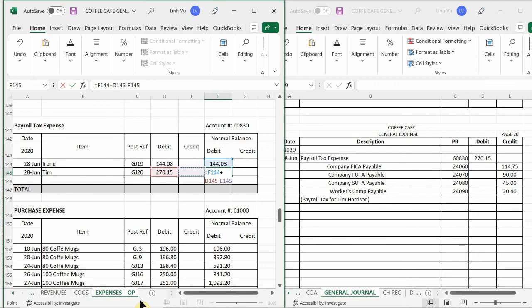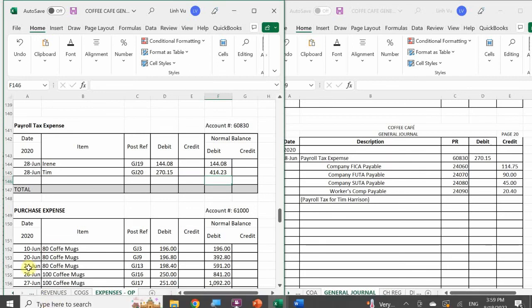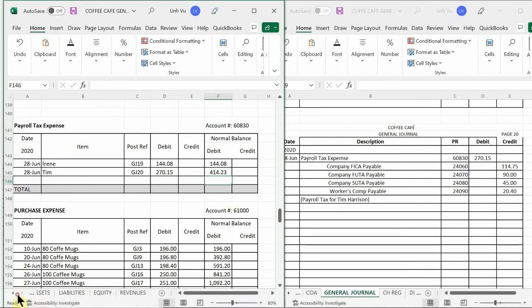I thought I had the ledger. So let me give you the... Where is it? So 217.15 gives us $414.23. Good, excellent. So now we need to update all of our liabilities.